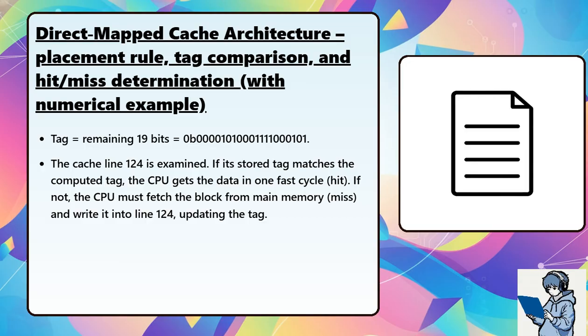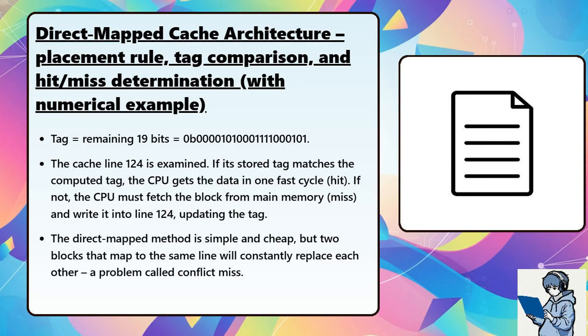The cache line 124 is examined. If its stored tag matches the computed tag, the CPU gets the data in one fast cycle, a hit. If not, the CPU must fetch the block from main memory, a miss, and write it into line 124, updating the tag. The direct mapped method is simple and cheap, but 2 blocks that map to the same line will constantly replace each other, a problem called conflict miss.